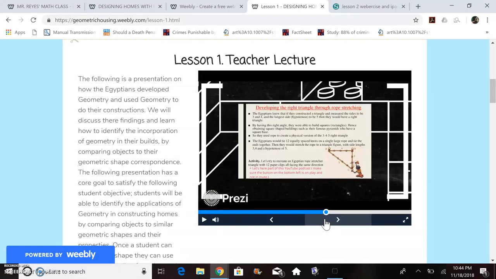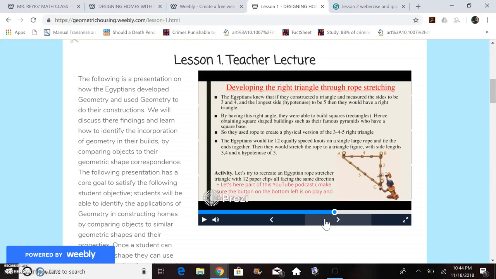Next, I will talk about how the Egyptians constructed these things, and they used rope stretching, these ropes to stretch them and create this right triangle you see with side lengths 3 and 4. This slide also contains an audio file of how people in construction use it to construct upright walls.